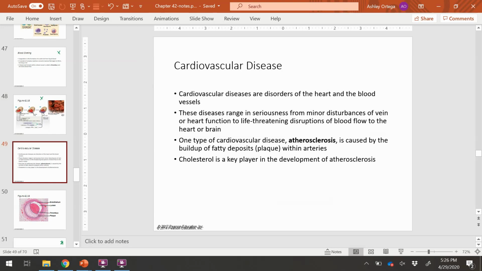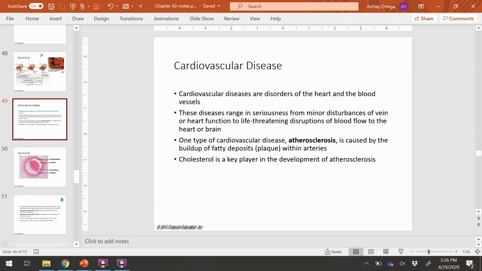And so in terms of disease, there are lots of diseases and lots of aspects of cardiovascular disease that are disorders of the heart and blood vessels. It can range in seriousness from minor disturbances to life-threatening disruptions. One here they mentioned, atherosclerosis, that's a buildup of fatty deposits within arteries.